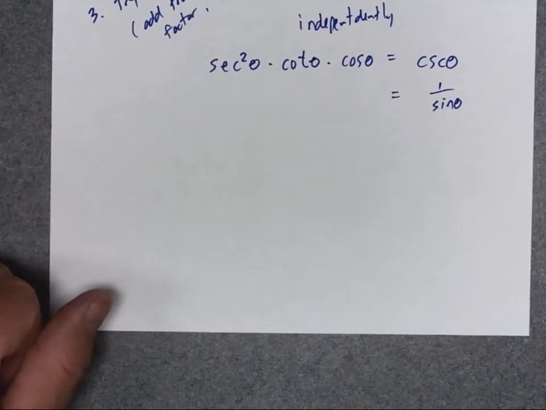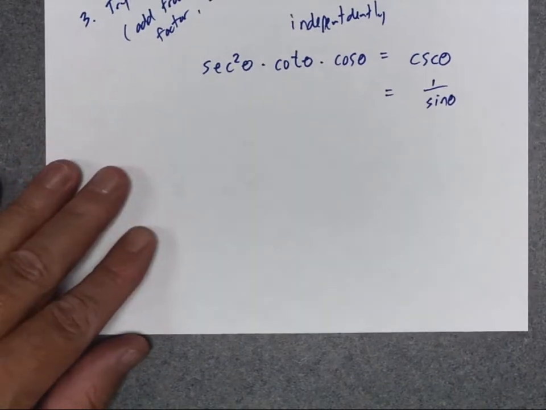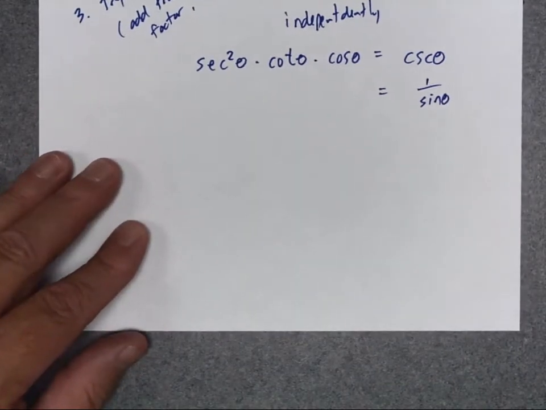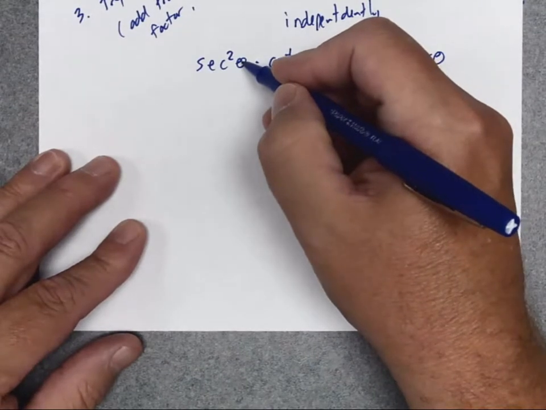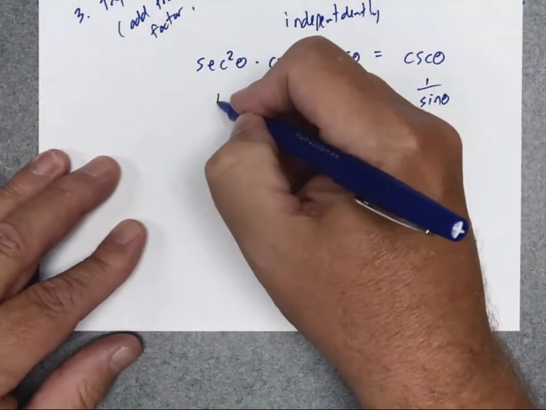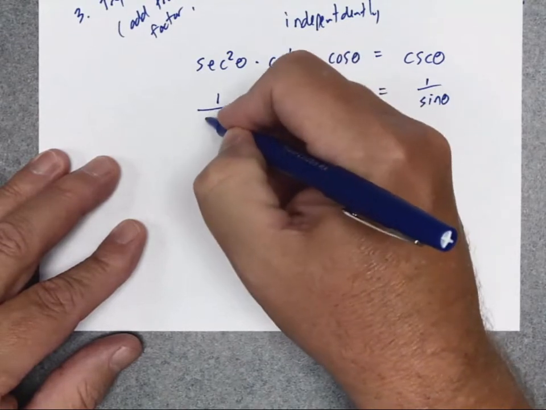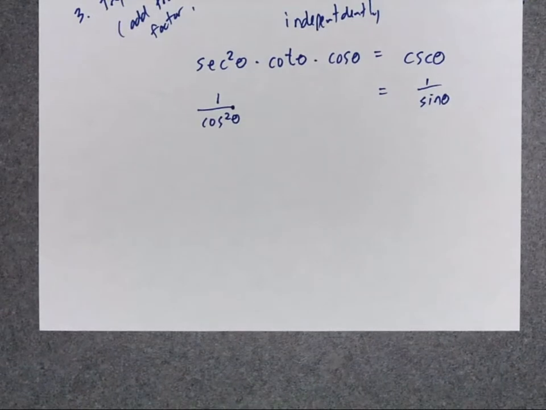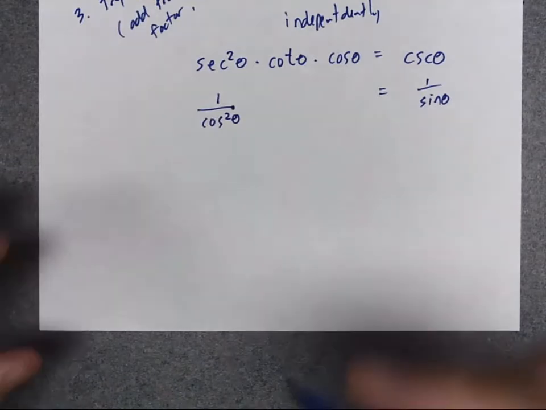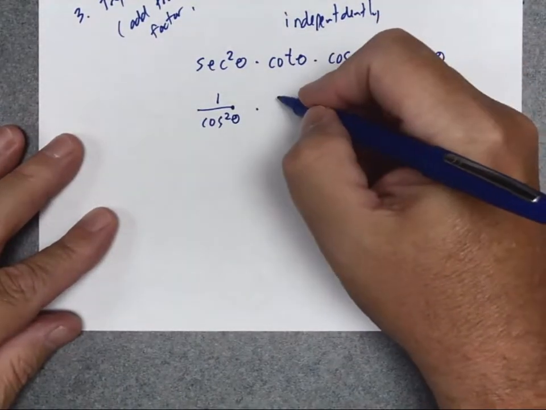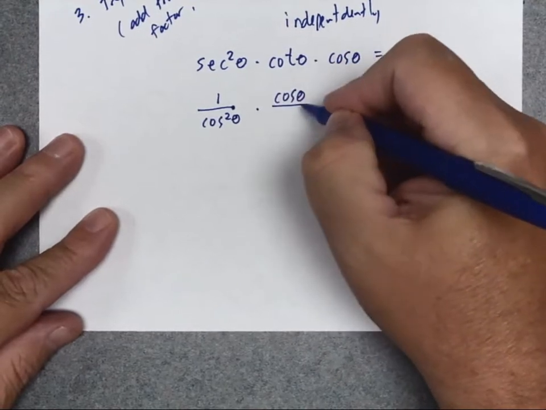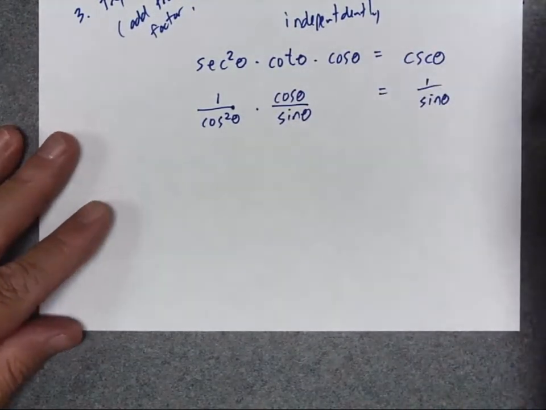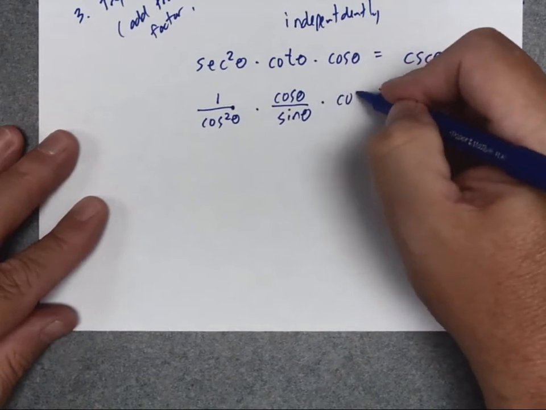Now the left-hand side, I'm going to do what I normally do. I want everything to be in sines or cosines. Secant squared of theta is related to cosine. Secant squared of theta is the same thing as 1 over the cosine squared of theta. Cotangent is cosine theta over sine of theta. And then finally we have the cosine, which is fine.